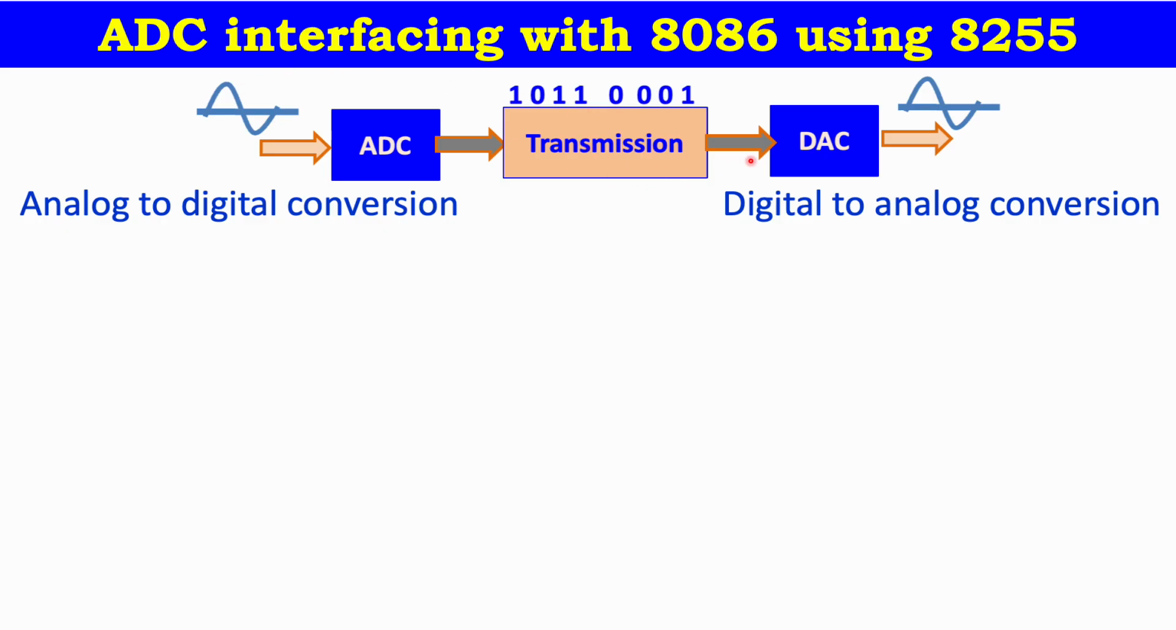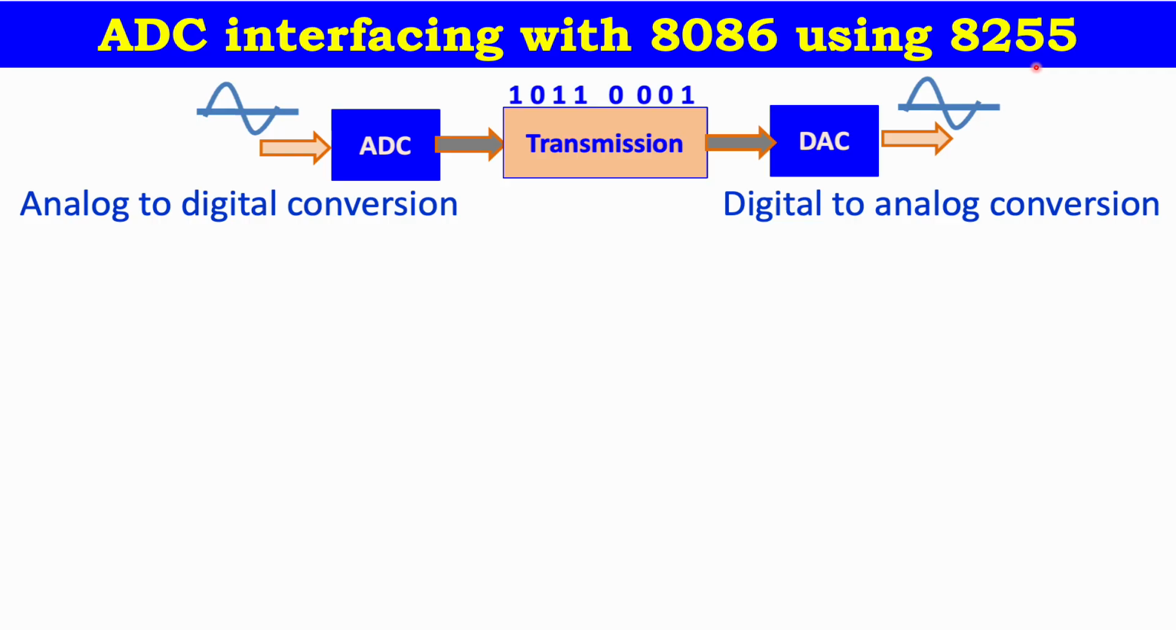The end user requires an analog signal to use for TV remote, mobile data and all. So we require the second conversion, that is digital to analog conversion. So this is the importance of a digital signal to transmit over long distances. Because of this, ADC interfacing and DAC interfacing is very much required for the 8086 using 8255.